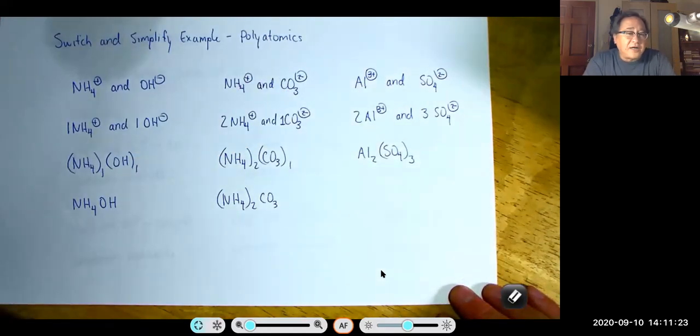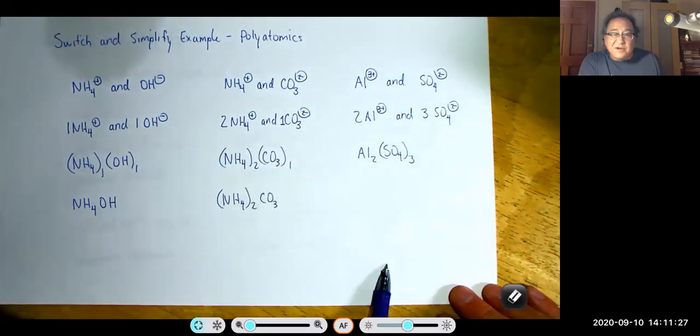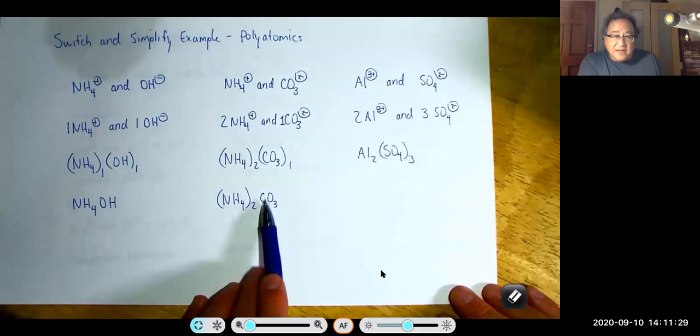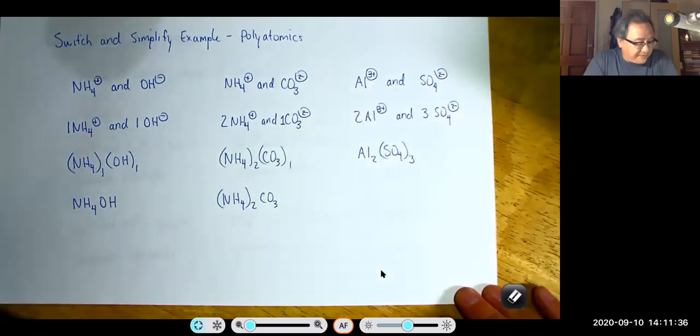So how do we write this? Well, 2 ammoniums, 1 carbonate, and we get rid of the parentheses on the carbonate. Don't leave it like this, it's wrong. This is correct. And here's aluminum ion and sulfate.